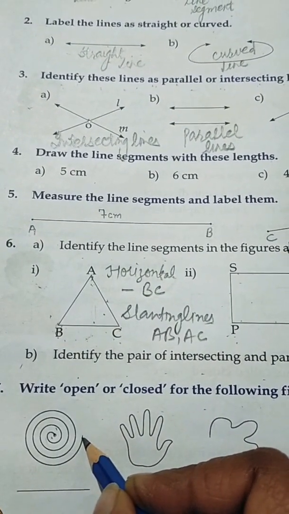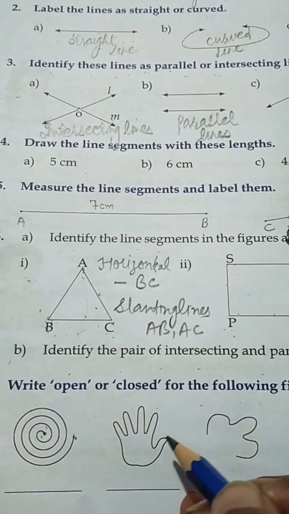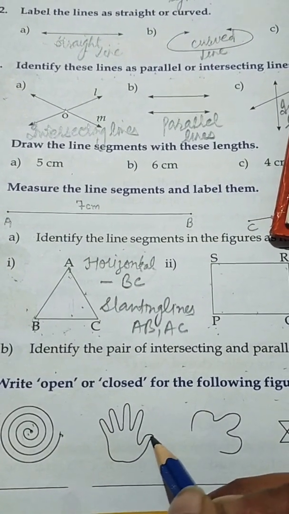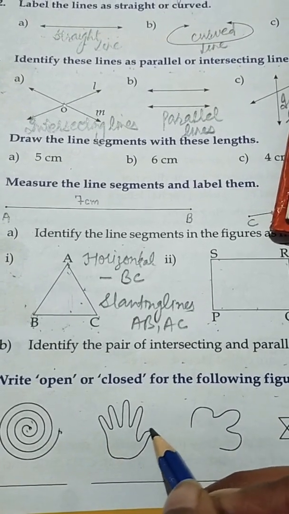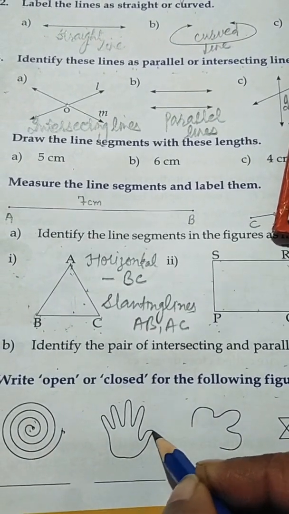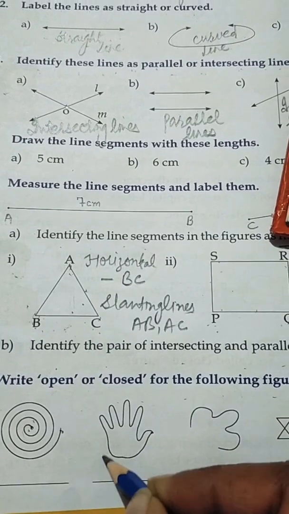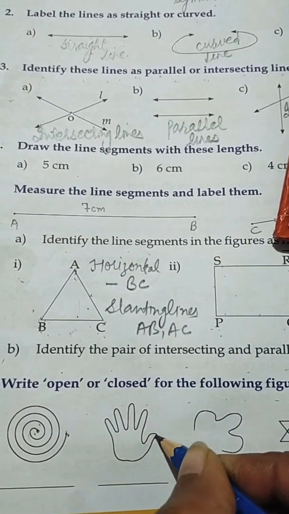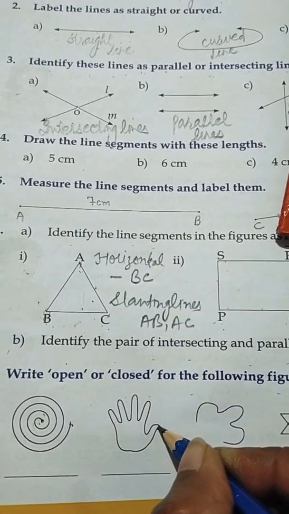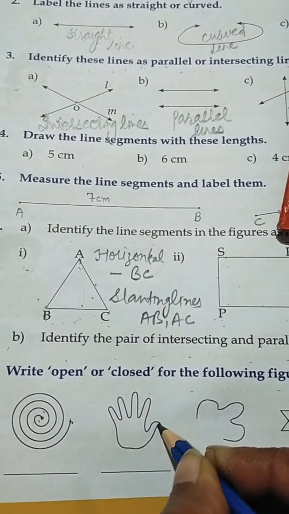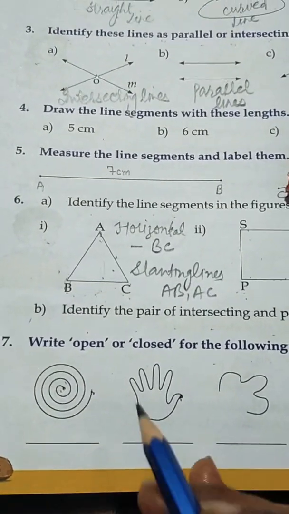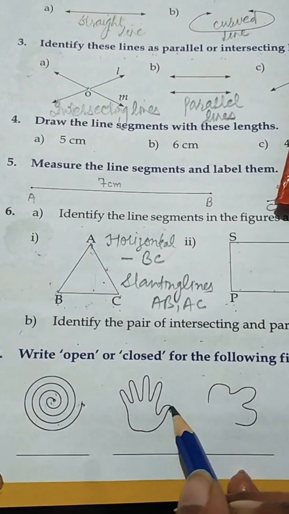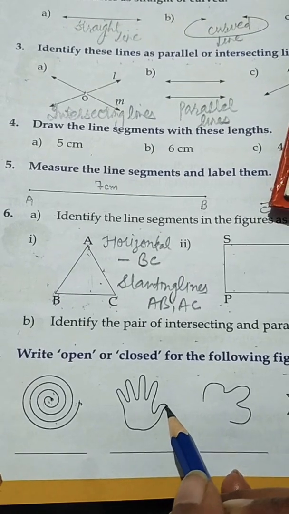This is an open figure. Yes, and closed is one whose starting and ending points are the same. As we start from here, we draw like this and we come back here, so it is a closed figure. This is a closed figure. Whose starting and ending points are different, that is an open figure. Whose starting and ending points are the same, that is a closed figure.